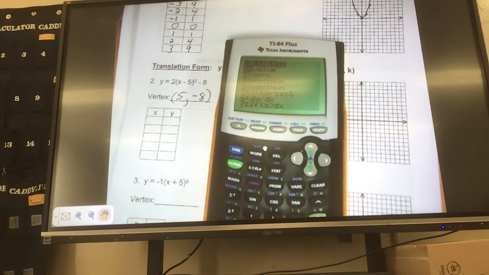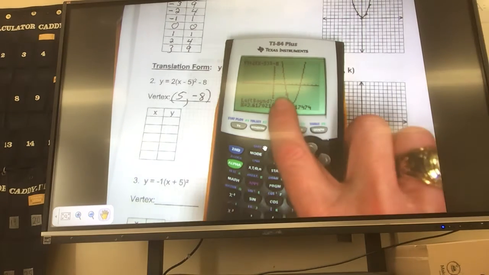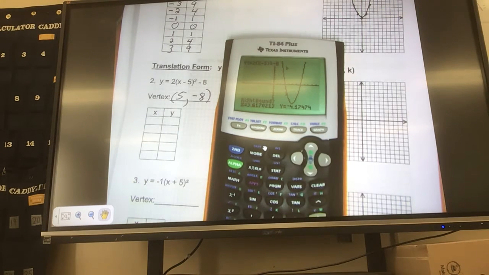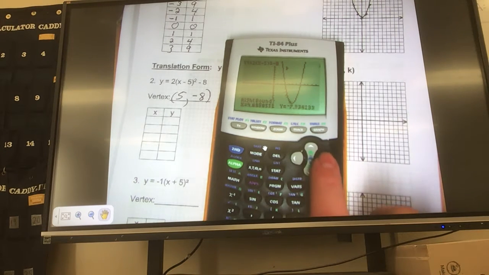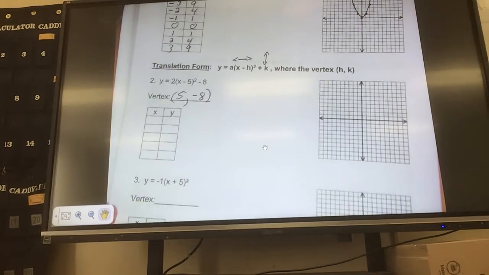Minimum is number 3. Left bound, so I get my little spider guy, and make sure he's on the left of the vertex. I hit enter. Says put him on the right of the vertex. Hit enter. And then it says guess, so I hit enter. And it tells me 5 and negative 8. That 0.000002 is just this calculator not able to go exact. It is exactly 5 and negative 8, which is what we said it was to begin with.